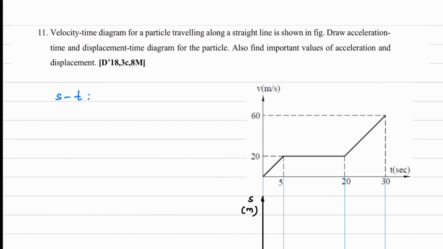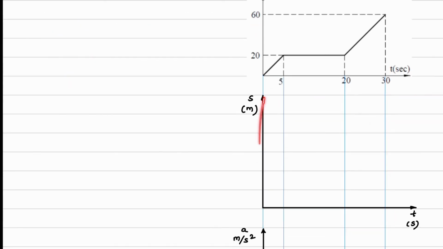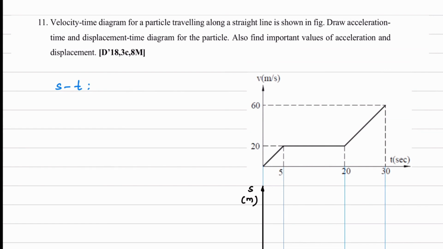And initial displacement is not given over here. When time is 0, displacement is not given, so we will consider it as 0. So if you consider this ST diagram, at t equal to 0, S will be 0. We will start from this point. Okay, so we'll write down the statement. Change in displacement is equal to area under VT diagram.